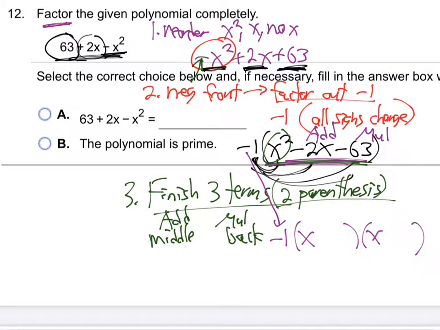Remember how you handle 3 terms? So what times what's 63? 7 and 9. Use your calculator if you're rusty on some of these times tables. You use your calculator on everything, tests and homework and everything. And now, what signs do I need to have them make negative 2 in the middle? Positive 7 and then minus 9.